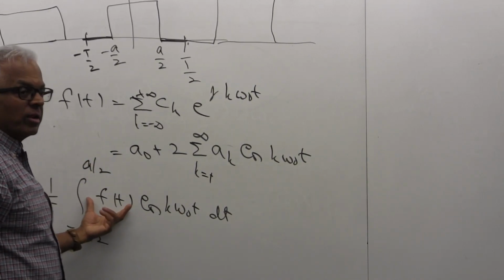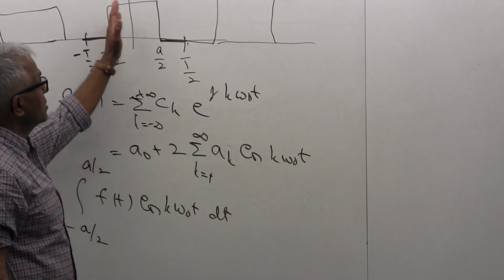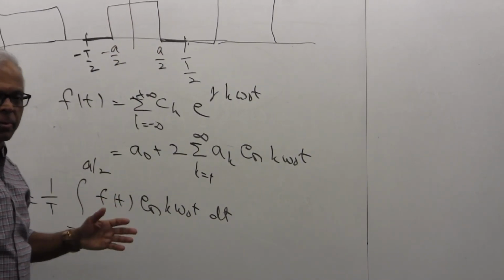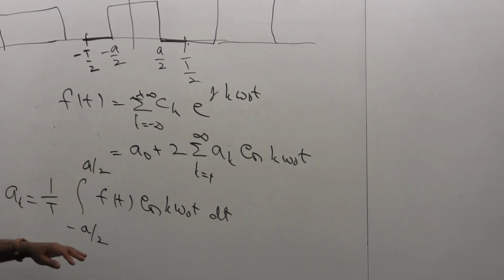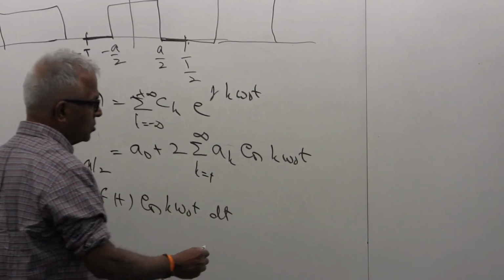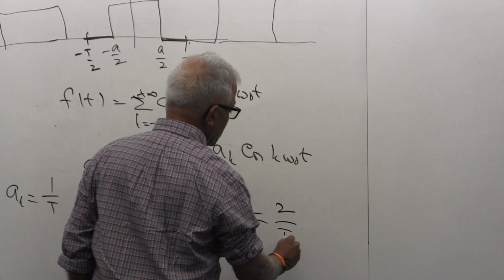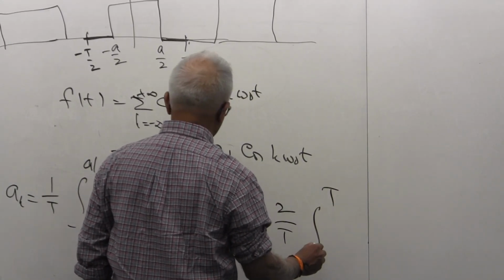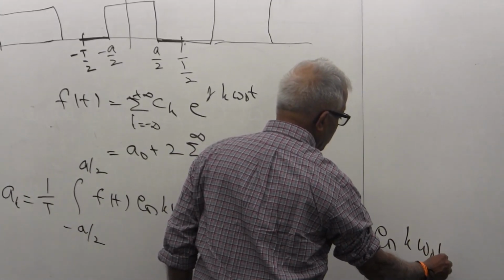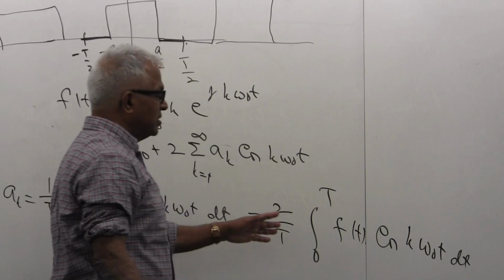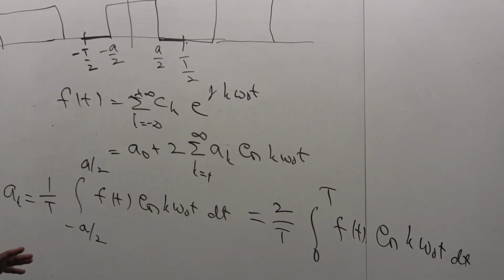Look at here, this is even. This is even. An even signal multiplied by even is? An even. An even function integrated over a symmetric region is the same as 2 times the integral from 0 to a by 2. So we can write it as 2 times the integral from 0 to a by 2 of FT cos K omega naught T. So this is the simplification. If you are careful, you only need to do the minimum work. So, following?